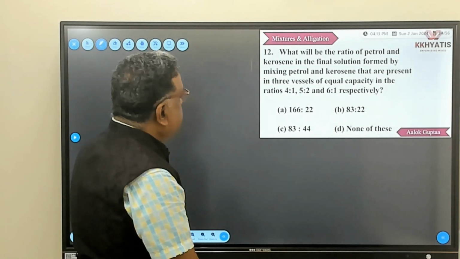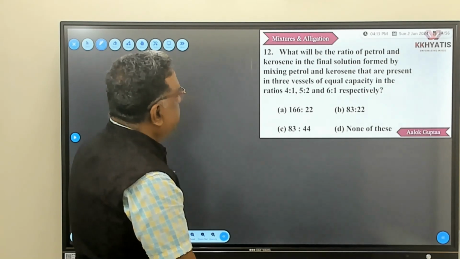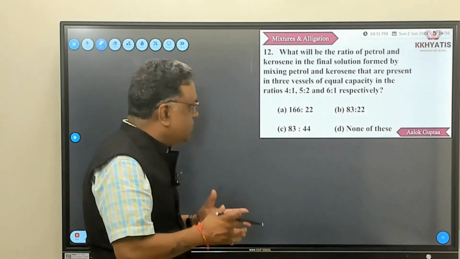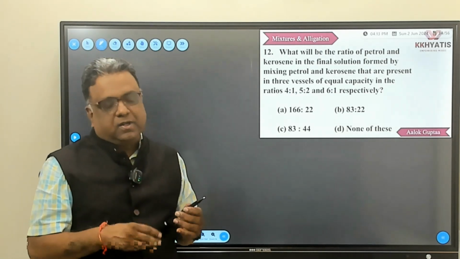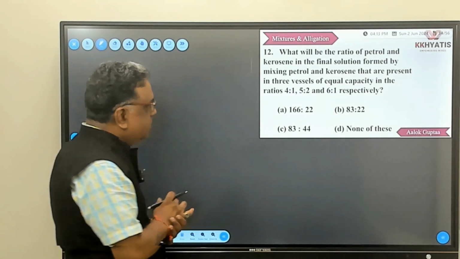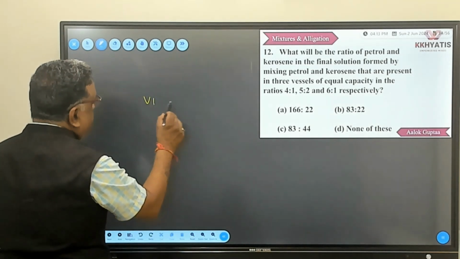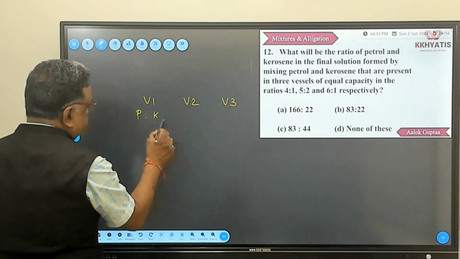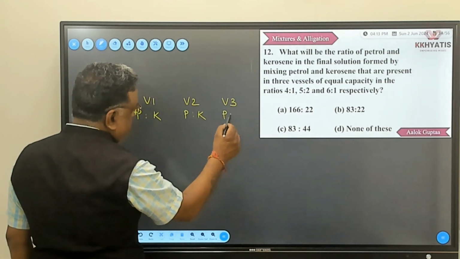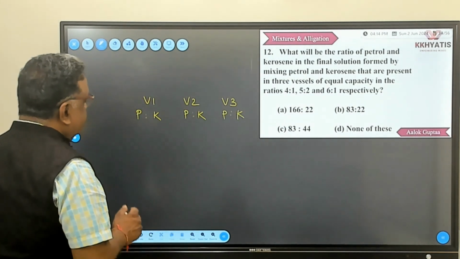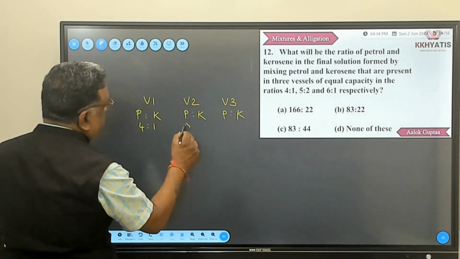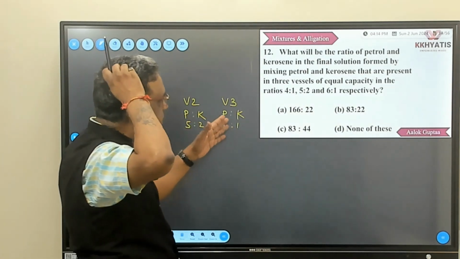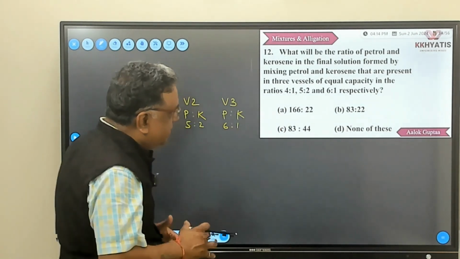What will be the ratio of petrol and kerosene in the final solution formed by mixing petrol and kerosene that are present in 3 vessels of equal capacity in the ratios 4:1, 5:2 and 6:1? This type of problems usually come in CAT or GMAT exams. We need to understand what they've asked. So we have 3 vessels, vessel 1, vessel 2 and vessel 3. There is petrol and there is kerosene in each, and the ratios are 4:1, 5:2 and 6:1. Correct? Now they are saying that all these vessels with equal capacities are mixed together.